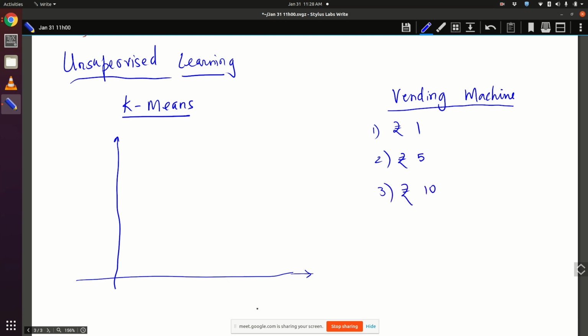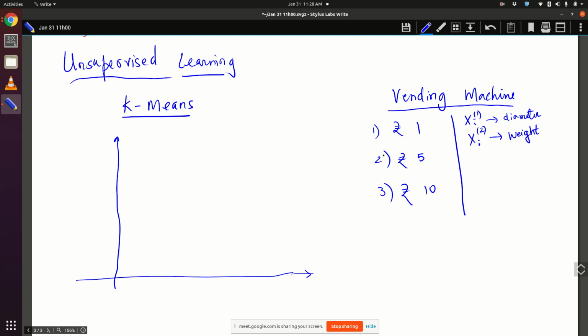So for example, you should be able to distinguish rupees 1 coin, rupees 5 coin, and rupees 10 coin. Okay, so one way to do this is I will now measure two features. x1 will be, let us say, diameter, and x2 of ith coin will be weight.